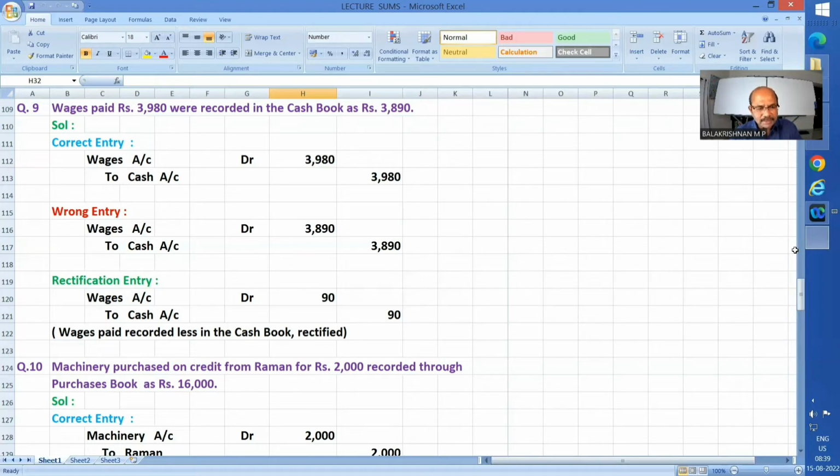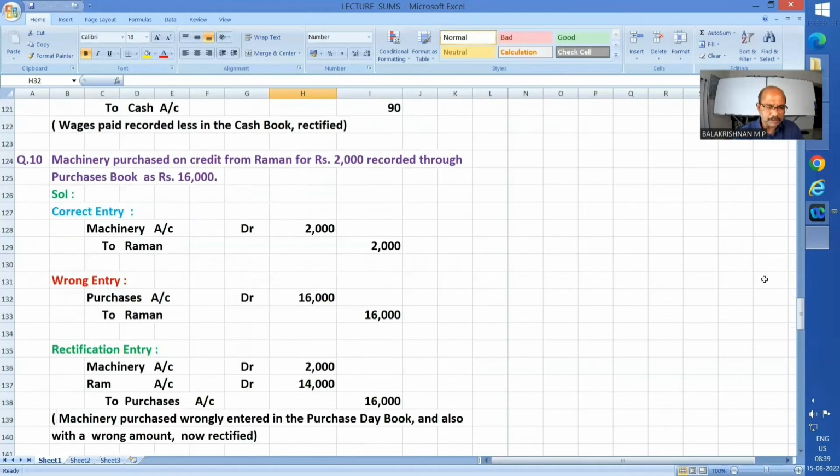Wages as well as the cash account stand accounted to the extent of rupees 90 less. So make a supplementary entry. Debit wages account 90 and credit cash account 90. If we incorporate this entry with the wrong entry, we will of course get the correct entry. And we will show the narration: wages paid recorded less in the cash book, rectified. Next one, question 10.